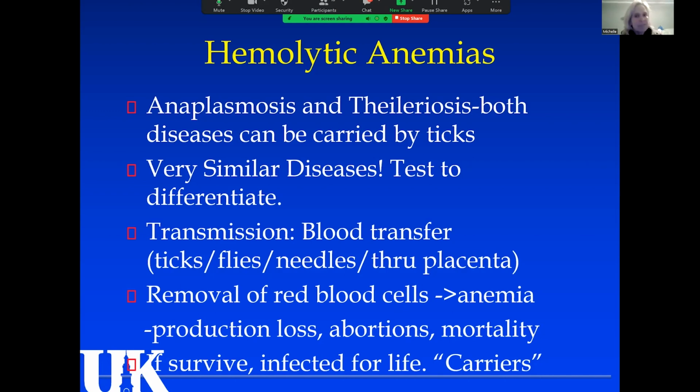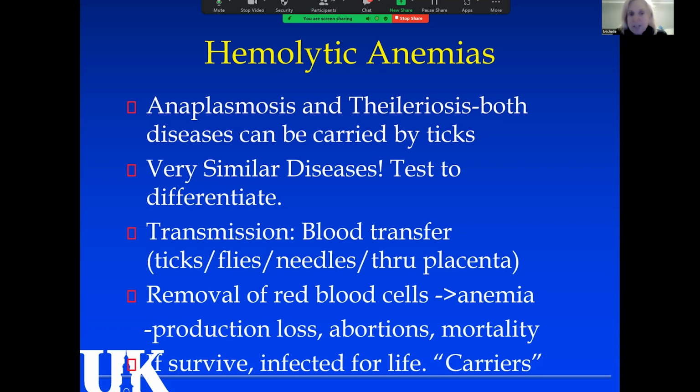And I'm sorry I can't give you a very good equivalent anywhere else in the United States, but I can tell you what we do have here. So the two diseases that cause the hemolytic anemias are anaplasmosis and tulariosis. Anaplasmosis is caused by bacteria, and tulariosis is caused by a protozoan.